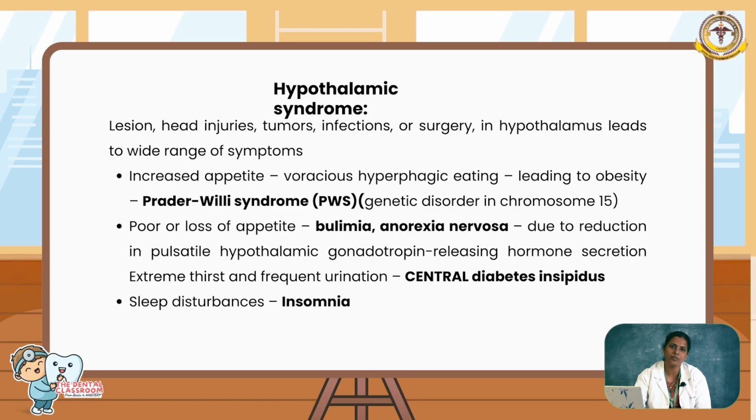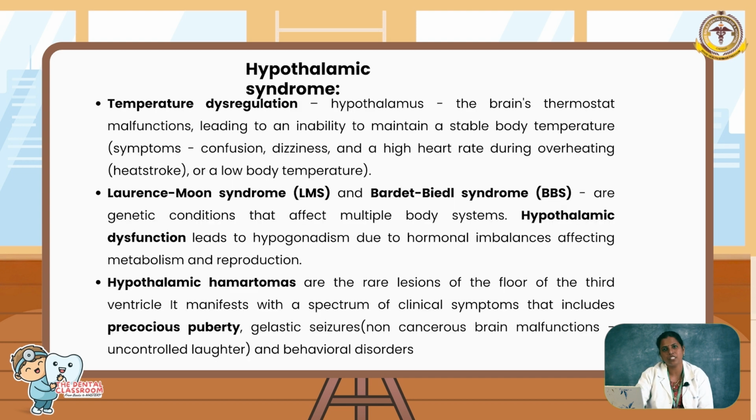And there are sleep disturbances, when the circadian rhythm is not working properly, leading to insomnia. And you have temperature dysregulation. The body will not respond to proper heat and cold conditions according to the environmental changes. And you have Laurence-Moon syndrome, LMS, and BBS, the Bardet-Biedl syndrome. It is again a genetic disorder.